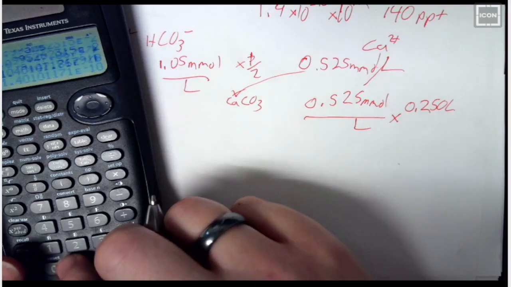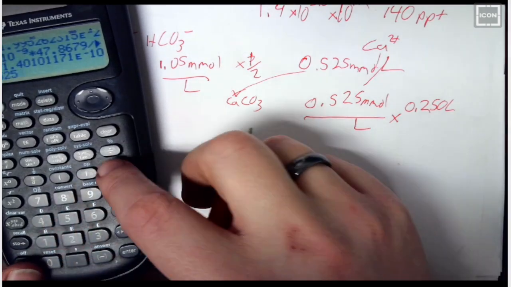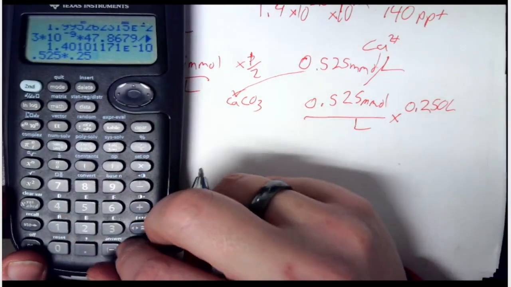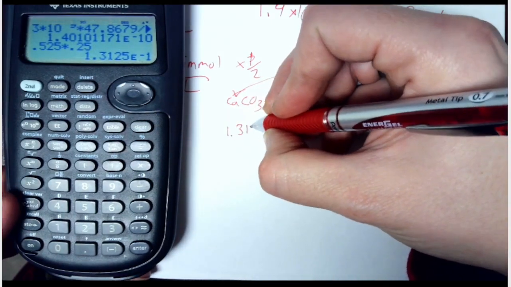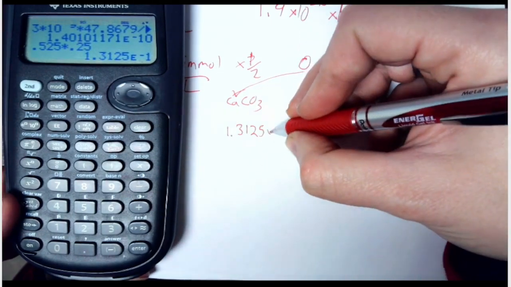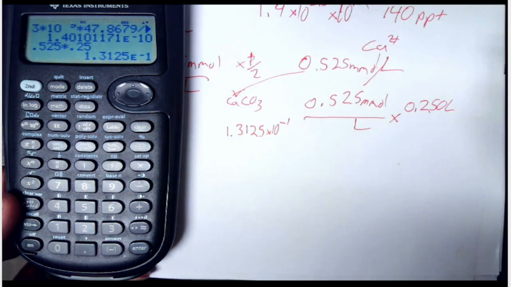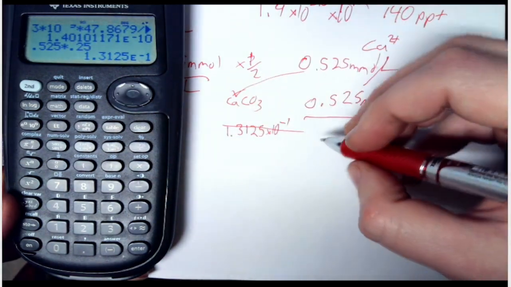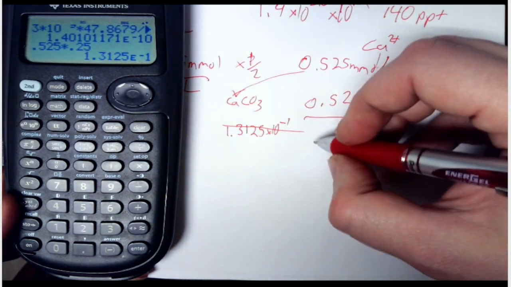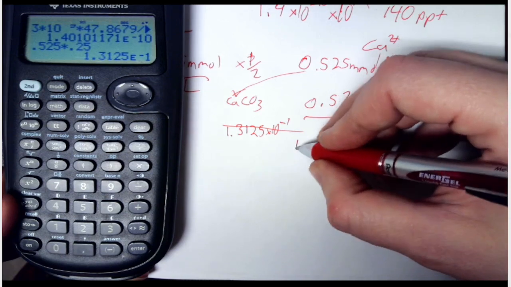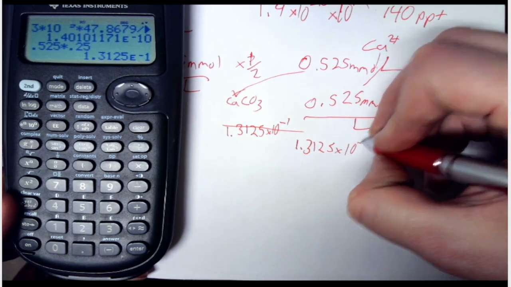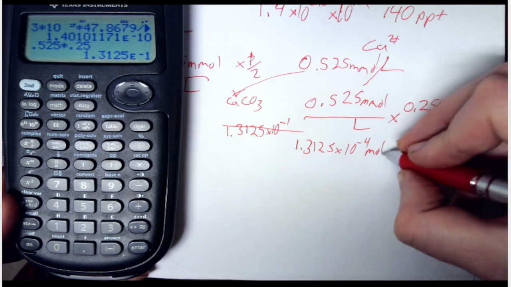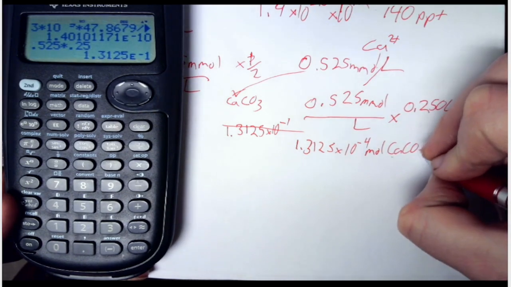So doing that, 0.525 times 0.25 would have something like 1.3125 millimoles. Let's just convert this. If that's millimoles, converting that into moles, that would be something like 1.3125 times 10 to the negative 4th moles of calcium carbonate.